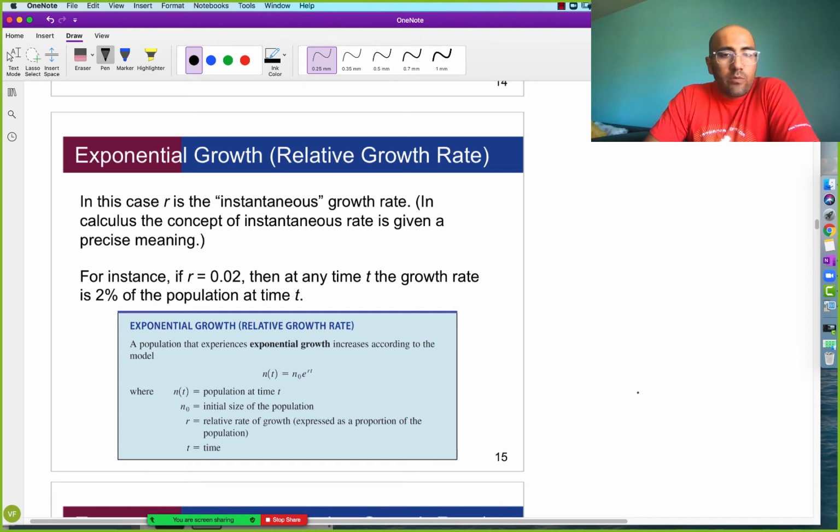Okay, so when we want to do that, this is our equation. A population that experiences exponential growth increases according to the following model: N of t equals N naught e to the rt, and that should look familiar, right? That looks like the formula for continuously compounded interest, and they're the same thing. Whether money is growing by continuously compounding a rate r, or a population is growing exponentially, the same formula describes both situations. Where N naught is the initial value, r is the relative growth rate, sort of as a percentage growth rate compounded continuously, and t is time.